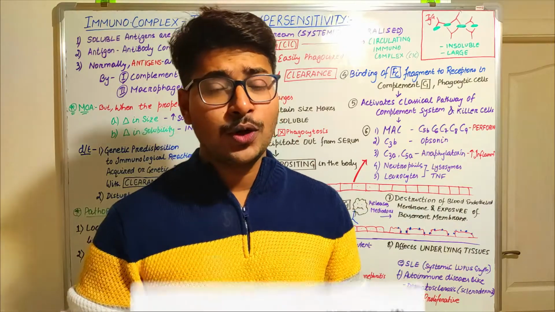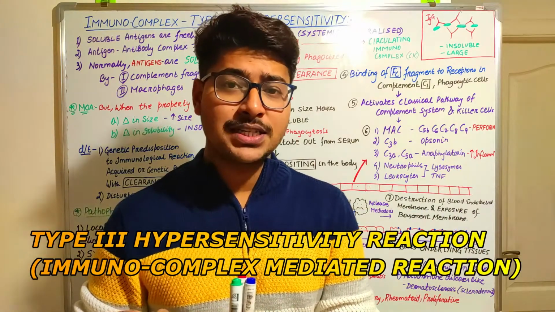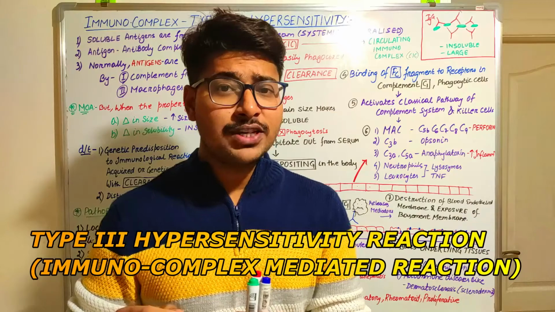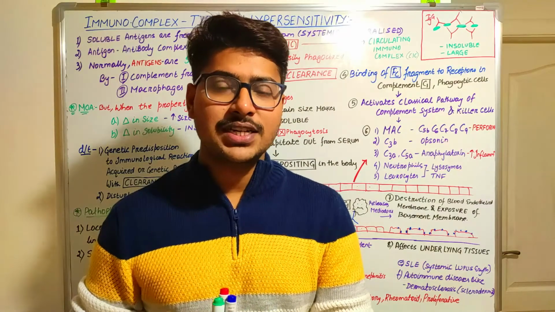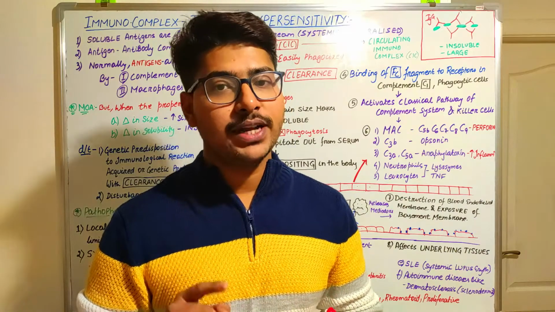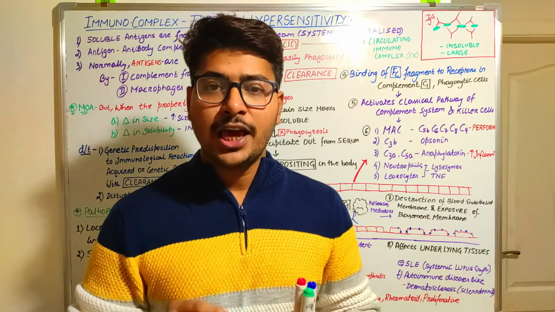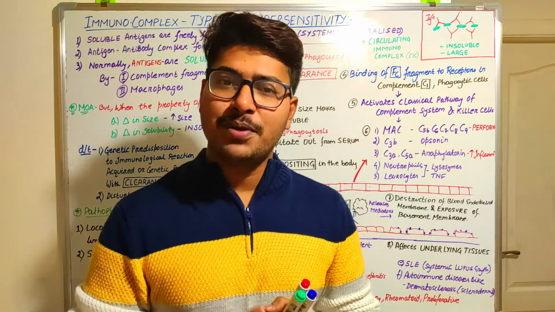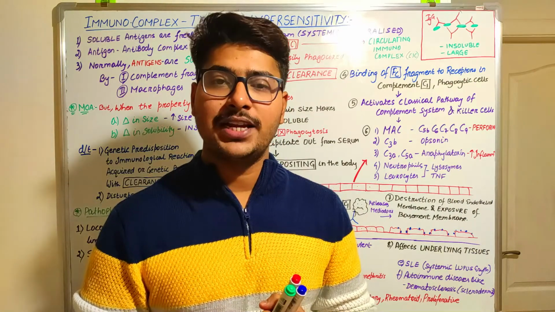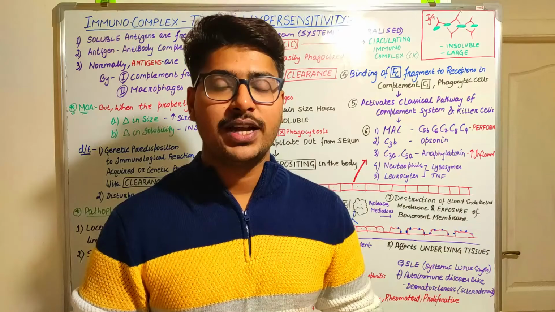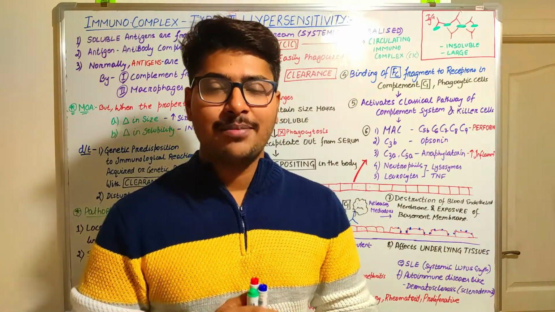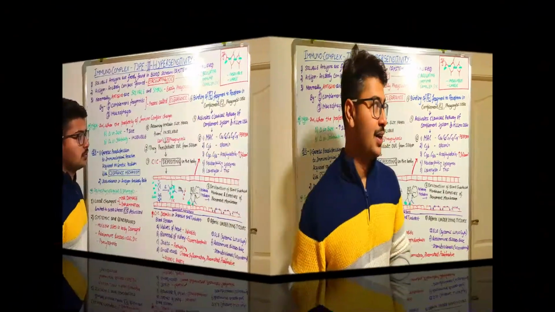Today we are going to read about type 3 hypersensitivity reaction, that is otherwise known as immunocomplex reaction. Till now we have discussed type 1 hypersensitivity and type 2 hypersensitivity. If you haven't watched yet, then please go to my pathophysiology playlist and there you will find type 1 and type 2 hypersensitivity reactions. So without wasting time, let's begin today's topic.